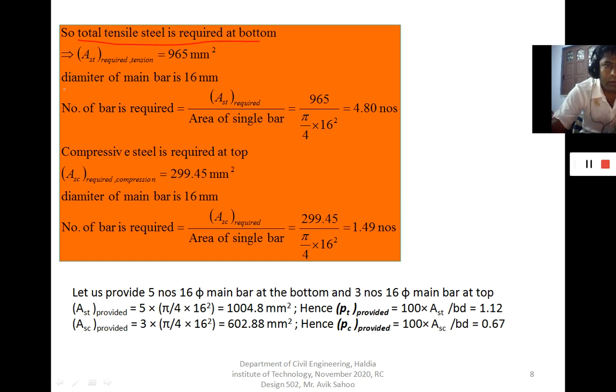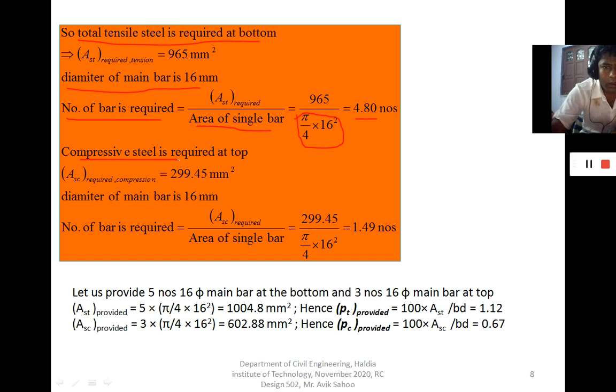Solving the equations, now the diameter of the main bars used is 16 mm. So how many bars are required? That is required area divided by area of a single bar. Area of a single bar is pi by 4 into 16 square. So how many? 4.80 number, which we cannot provide. It's a number you cannot provide.